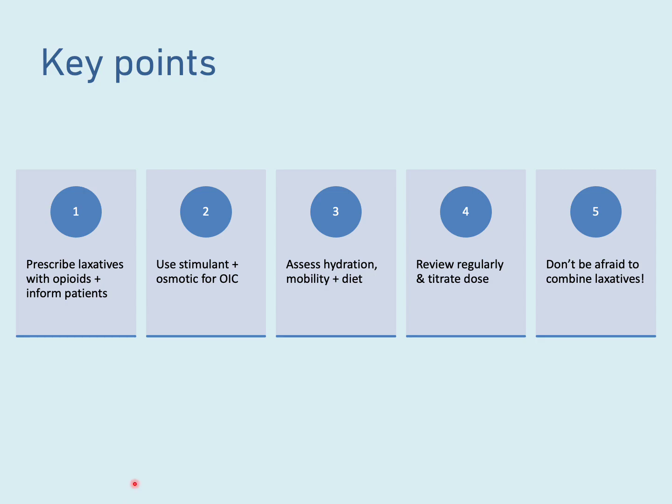So just to summarise some of the key points we've discussed, the first point is always remember to prescribe laxatives prophylactically when prescribing opioids, because opioids significantly increase the risk of constipation, and just inform patients that you've prescribed the laxatives and to let us know if they're having any side effects such as diarrhea. Always remember to use a stimulant with an osmotic in opioid-induced constipation, and remember to encourage lifestyle factors such as increasing their hydration, increasing fibre, or trying to mobilise, and these can be achieved in a hospital setting.